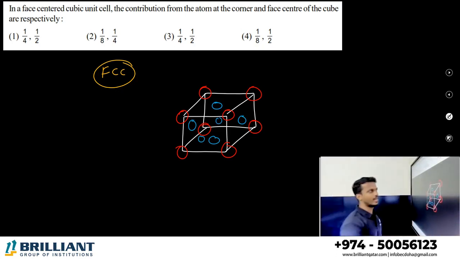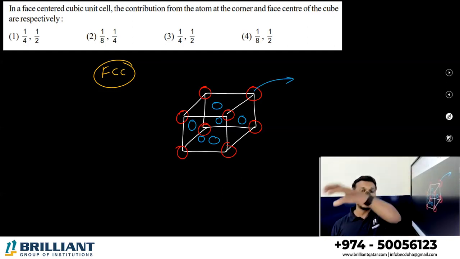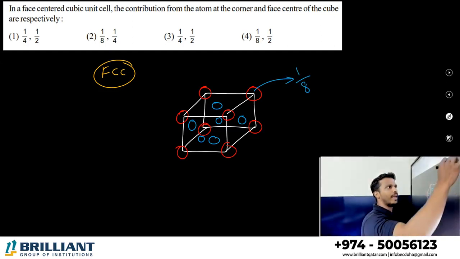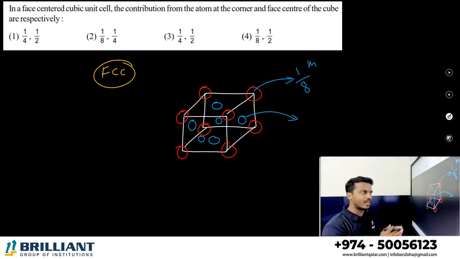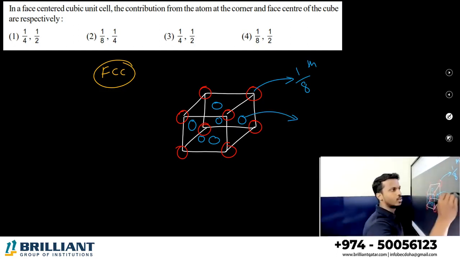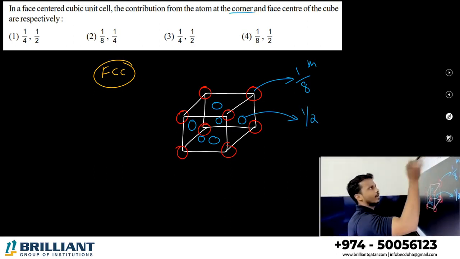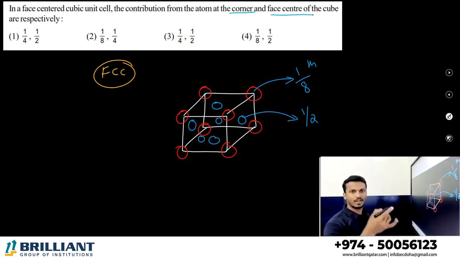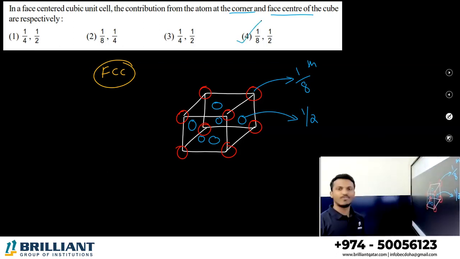This is the one. And you know that from each corner, the corner sphere is directly touching with a nearby total 8 unit cell. So in the unit cell, you will get only 1 by 8 portion. Similarly, the sphere which is located at the face center, it is directly touching with the 2 unit cell. So half portion getting inside. So half portion only in the unit cell. So from at the corner, you will get 1 by 8 portion. At the face center, you will get 1 by 2 portion. So 1 by 8, 1 by 2. Option 4 is the correct answer. Alright. Shall we go to the next one?